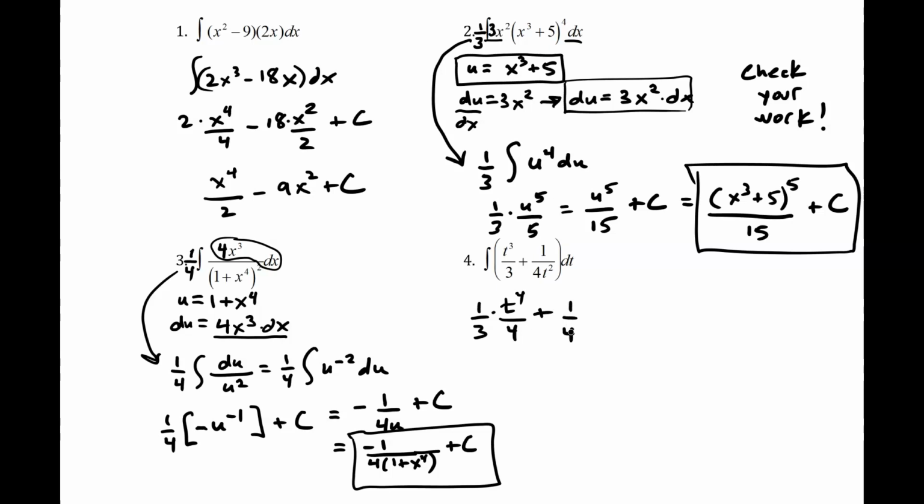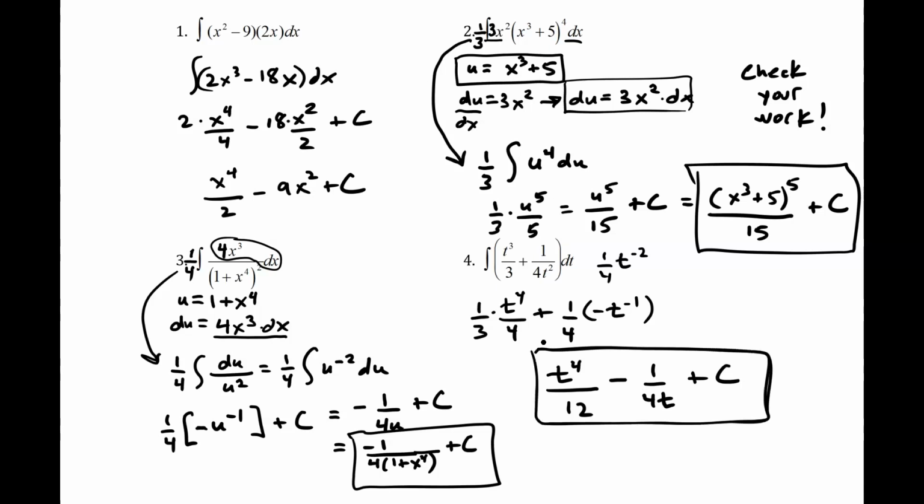And then here, this is 1/4, I can think of that as 1/4 t to the negative 2. And so the antiderivative of t to the negative 2 is going to be t to the negative 1, because you add 1 to that exponent, and then you divide by negative 1, which is the same thing as multiplying by negative 1. So it looks like my final answer, there's no substituting or back substituting here, it's just t to the fourth over 12. And then it looks like we'd have minus 1 over 4t to the first plus c.